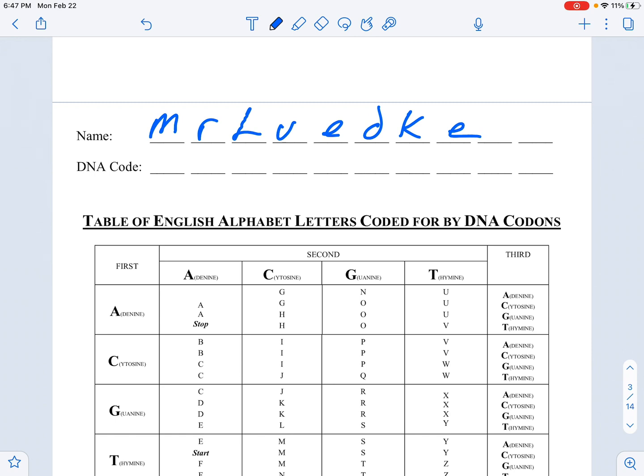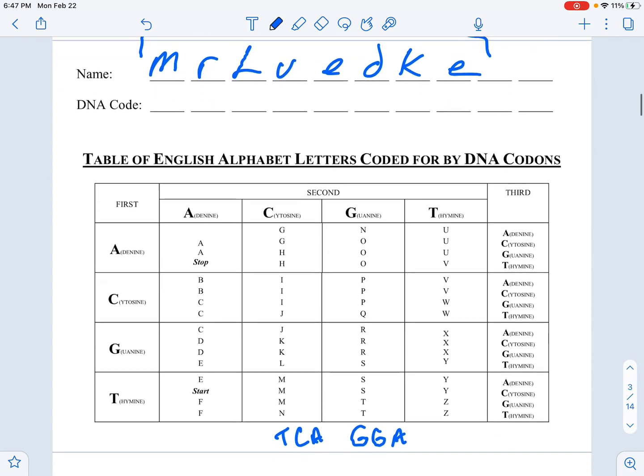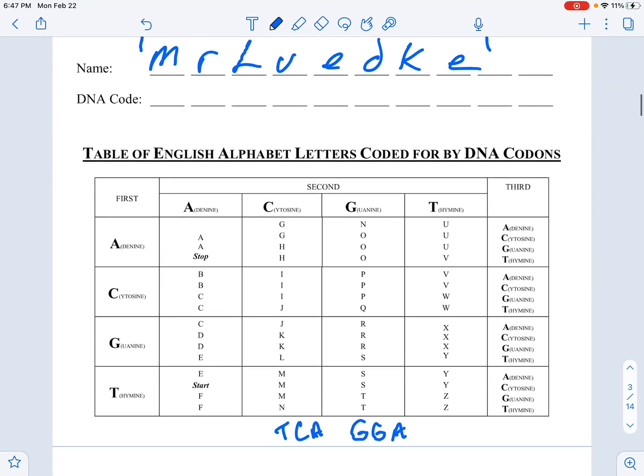All right, so one thing that you need to recognize is that this whole thing right here is representing a protein molecule. What we need to do is figure out the DNA code that would store the information for your name. So that's what this table is for right here, where it says DNA codon. Make sure you're looking at this table. Do not look at any other tables, because otherwise you're going to get confused.